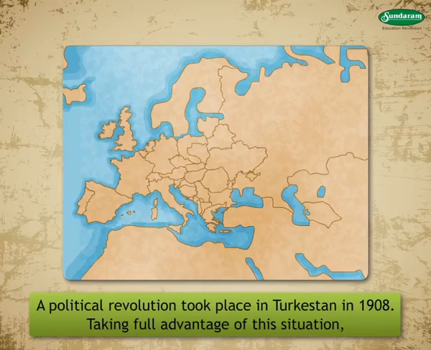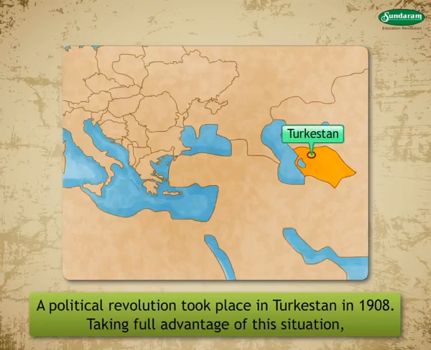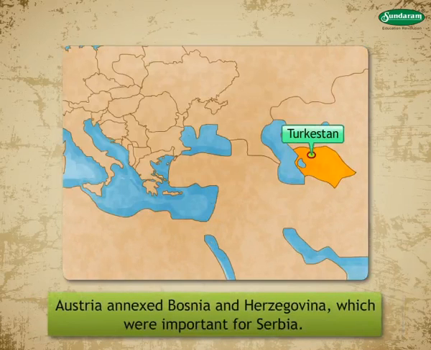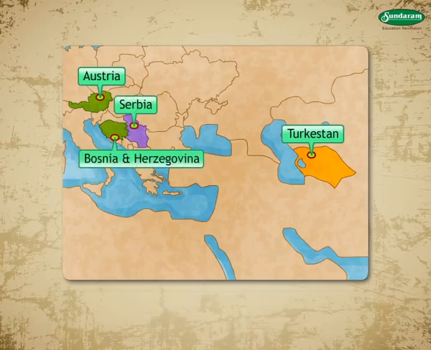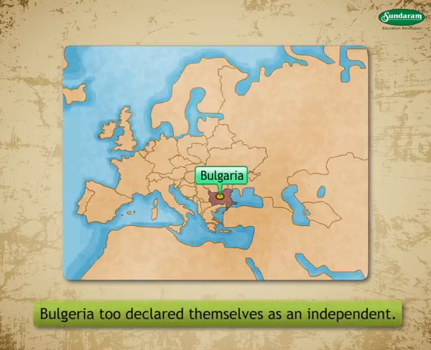A political revolution took place in Turkestan in 1908. Taking full advantage of this situation, Austria annexed Bosnia and Herzegovina, which were important for Serbia. The two places are marked in green in this map. Bulgaria too declared itself independent.